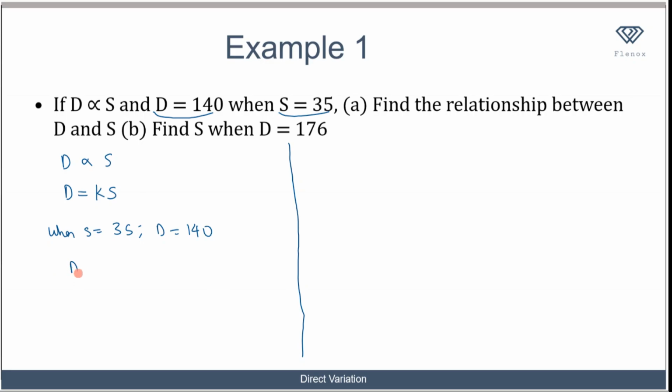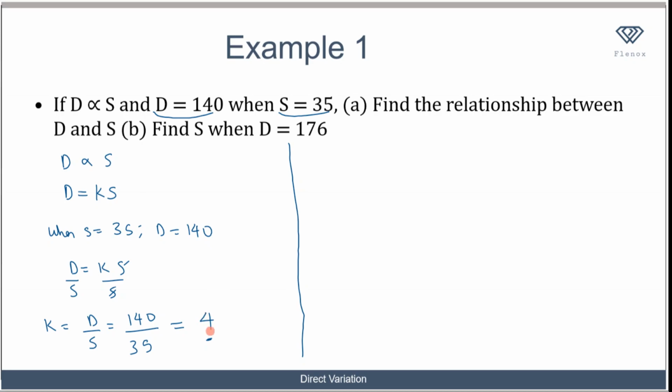So we are given that D is equal to KS. If we divide both sides by S, you can see that our K is equal to what? D over S. So based on that instance, we know that our K will be 140 over 35. And what is 140 over 35? That gives us 4. So the constant of proportionality is 4.